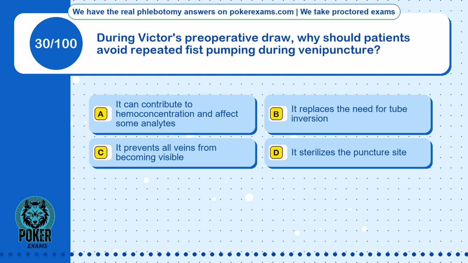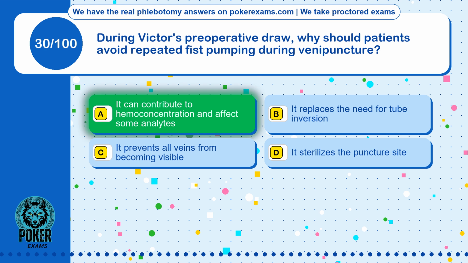Question 30. During Victor's preoperative draw, why should patients avoid repeated fist pumping during venipuncture? Option A. It can contribute to hemoconcentration and affect some analytes. Option B. It replaces the need for tube inversion. Option C. It prevents all veins from becoming visible. Option D. It sterilizes the puncture site.